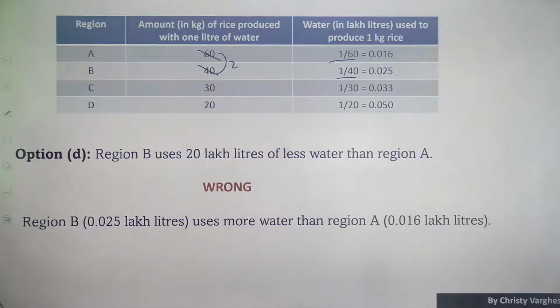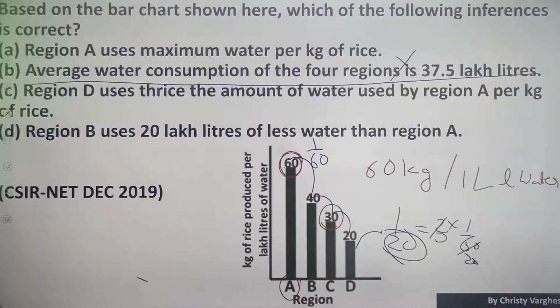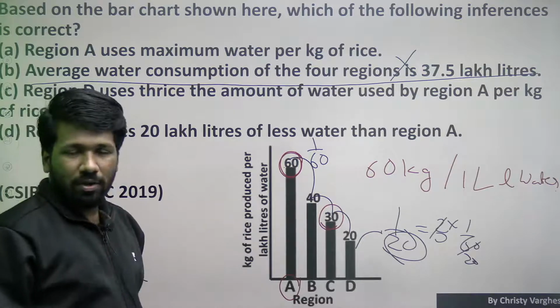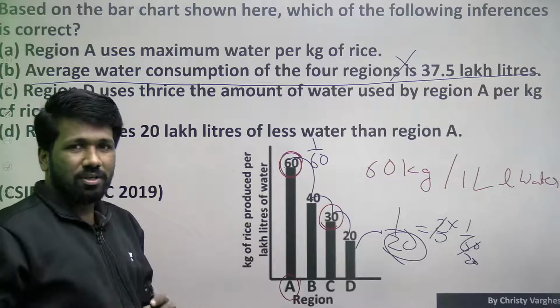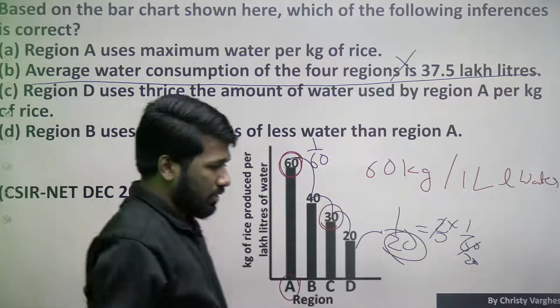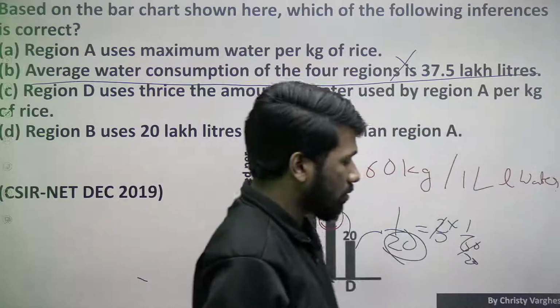So the whole question is based on the twist CSIR have given: the data is given in kilogram per 1 lakh liter of water, and the options are in terms of water per kilogram. I hope this is clear to all of you. If this is clear, let's go to the next question.